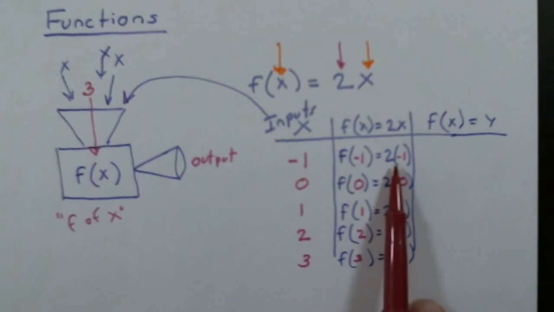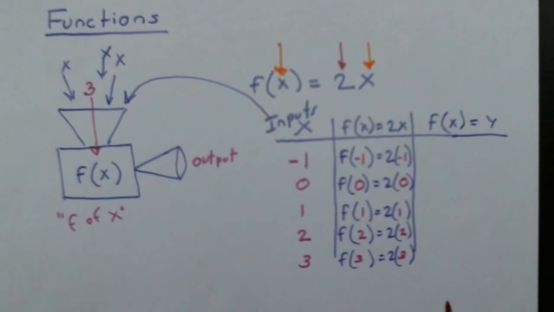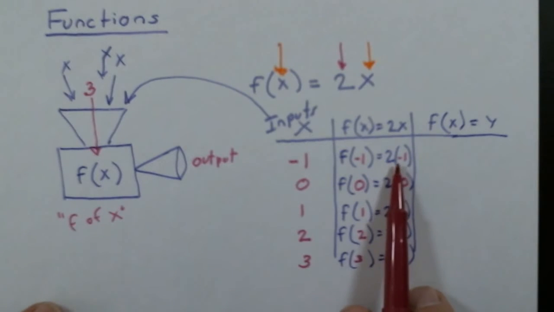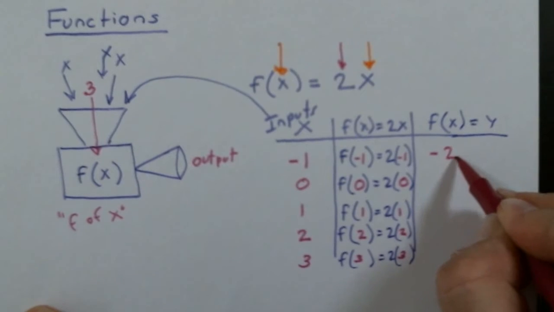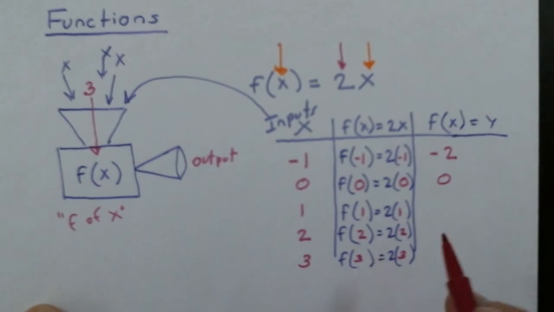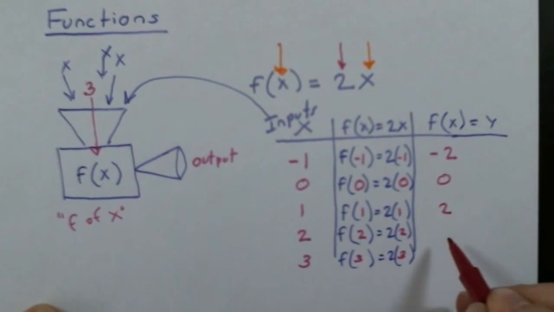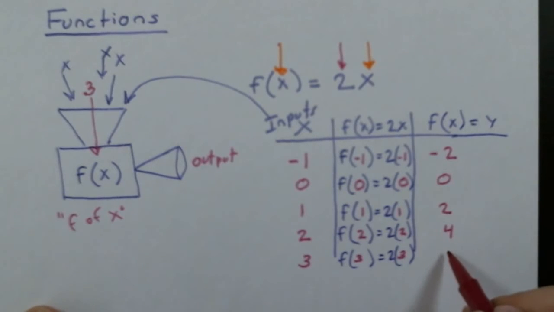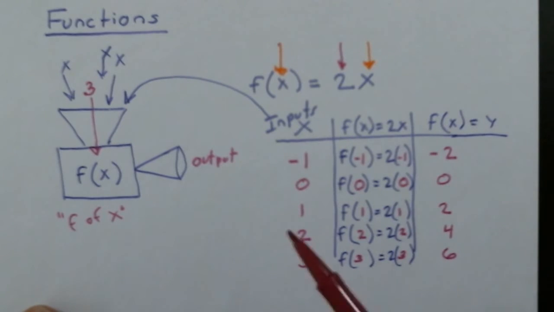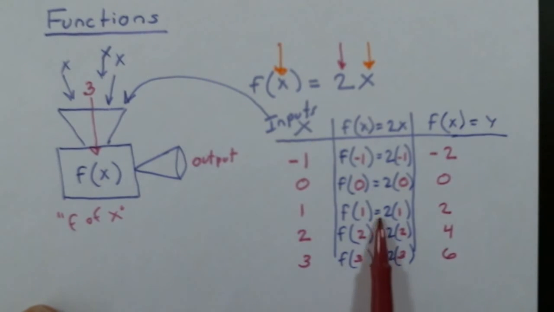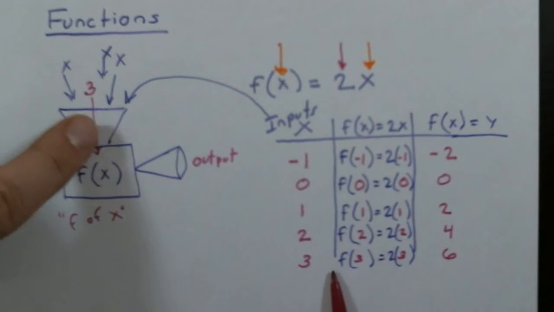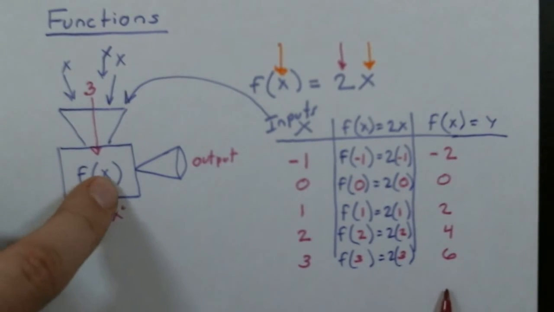Now we're going to do some PEMDAS. What is 2 times -1? I'm hoping you're going to say -2. What is 2 times 0? 0. What's 2 times 1? 2. What's 2 times 2? 4. 2 times 3? 6. So you can see that these are all going to be multiplied by 2. Whatever numbers we stick in here go through the machine, and then our output comes here. So we put in some inputs, functions, and outputs.